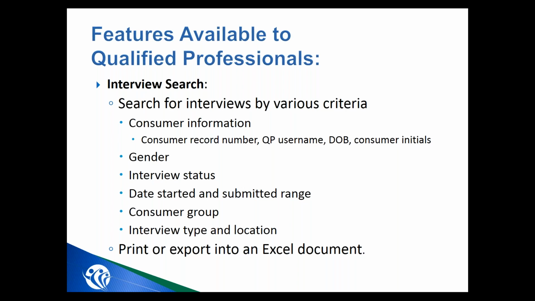So there are 3 features available for qualified professionals, or QPs. The first one is interview search. This feature allows you to search for any interview within your NC TOPPS profile. The information you can use to look for the consumer is through various criteria, such as the consumer record number, their QP username, their date of birth, consumer initials, gender, interview status, date started range, submitted range, their consumer group, their interview type and location.